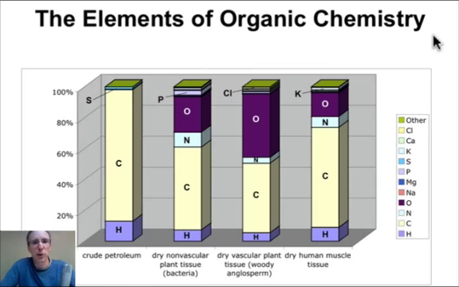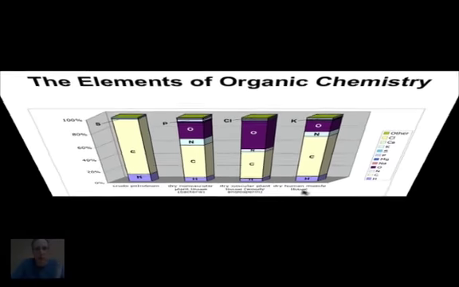Living systems are dominated by the chemistry of carbon, as is apparent from the data in the chart that's shown here. Whether we're talking about ancient biomass, crude petroleum, or tissue that's derived from plants or humans in which water has been removed, it's apparent that on a mass percent basis, carbon is the dominant element.